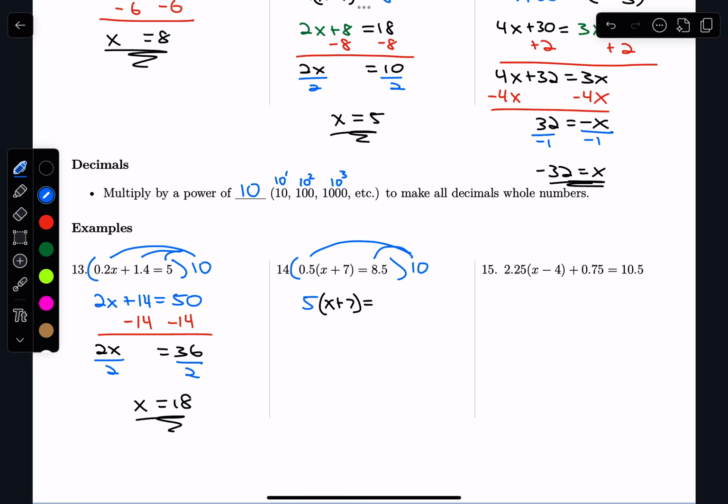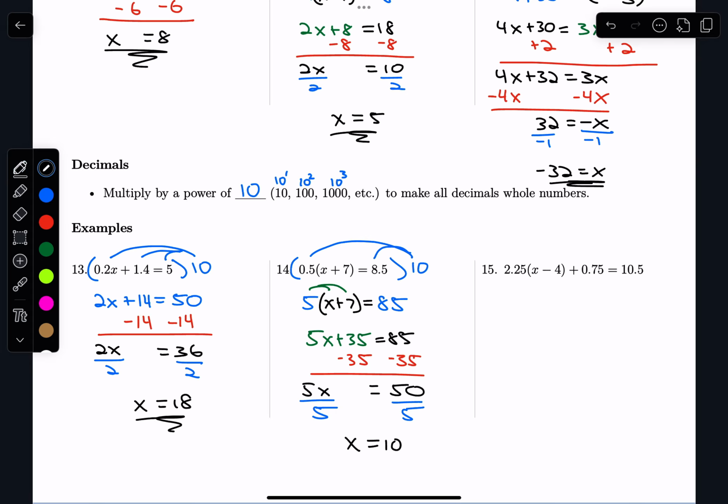And on the right side, 8.5 times 10 gives me 85. When I distribute the 5 to the x plus 7, I end up with 5x plus 35, and this is still set equal to 85. And now it's a nice two-step equation. We're going to go ahead and subtract 35 from both sides. That leaves us with 5x is equal to 50. And then we're going to use the multiplicative inverse to divide by 5, which just leaves us with x is equal to 10. All right, one more.